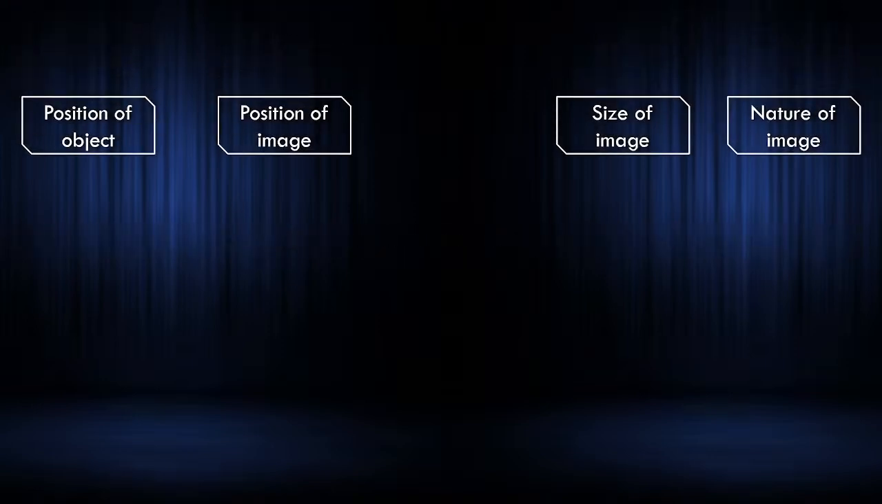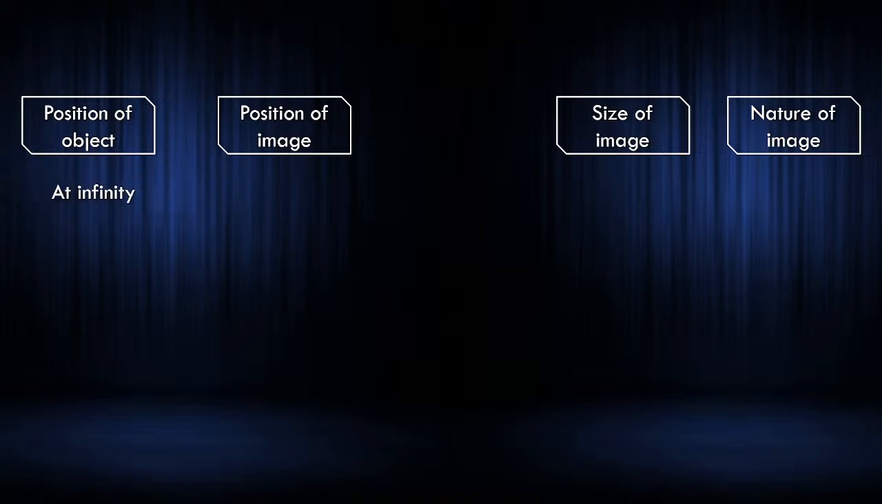See, there are 4 columns: position of the object, position of the image, size of the image, nature of the image. This tabular column, NDA students and CDS students will memorize and go for the examination. Those who are not from a science background, memorize this chart and go. Otherwise, understand the ray diagrams and go to the exam. I request you to understand the ray diagrams and go to the exams.